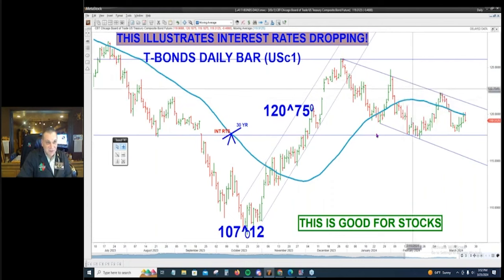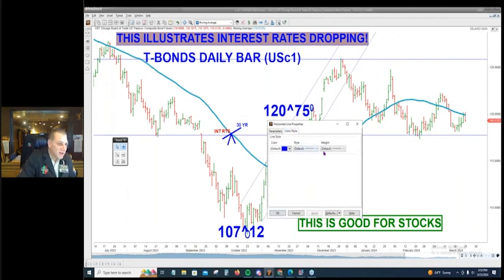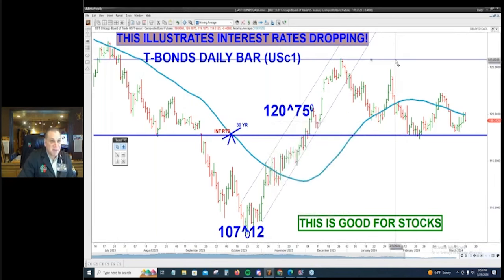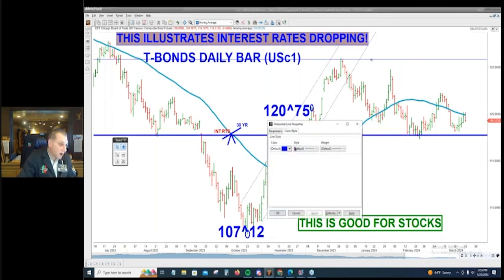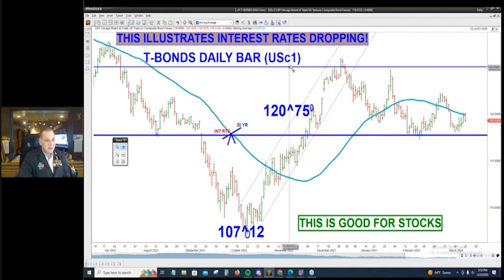So let's get rid of this for a moment. Bonds have really been stuck in here, sort of flat, in between this line and that line. And if we could keep bonds that way, the stock market will just continue to rally. You can keep bonds somewhere in here or higher. Higher is always better. Bond futures. As long as they stay in here, they're basically sideways right now. Sideways interest rates helps the market move higher.